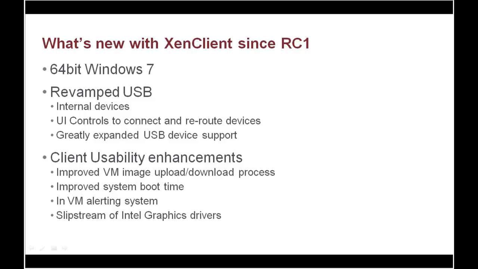We're seeing a split of roughly 50-50 with the customers between running 32-bit and 64-bit Windows 7. We also totally revamped the USB subsystem. Now we fully support internal devices like webcams and fingerprint readers. We have a UI that allows you to control connection to both the internal devices and devices that you might plug in. So you can virtually yank a device from one VM and give it to another one. And then greatly expanded USB device support. At this point, we'll support pretty much any USB device you can come up with.